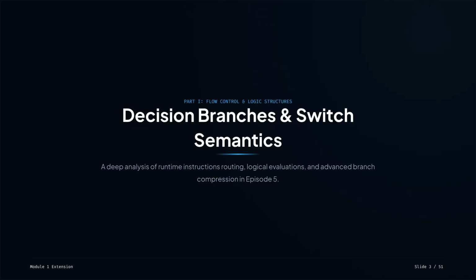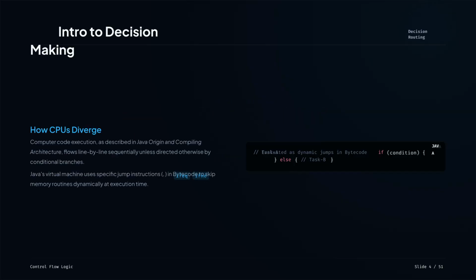In this section, we provide a deep analysis of runtime instruction routing, logical evaluations, and advanced branch compression, starting with episode 5. Computer code execution typically flows line by line. However, conditional branches allow the CPU to diverge. The Java virtual machine uses specific jump instructions in bytecode to dynamically skip memory routines based on these conditions.